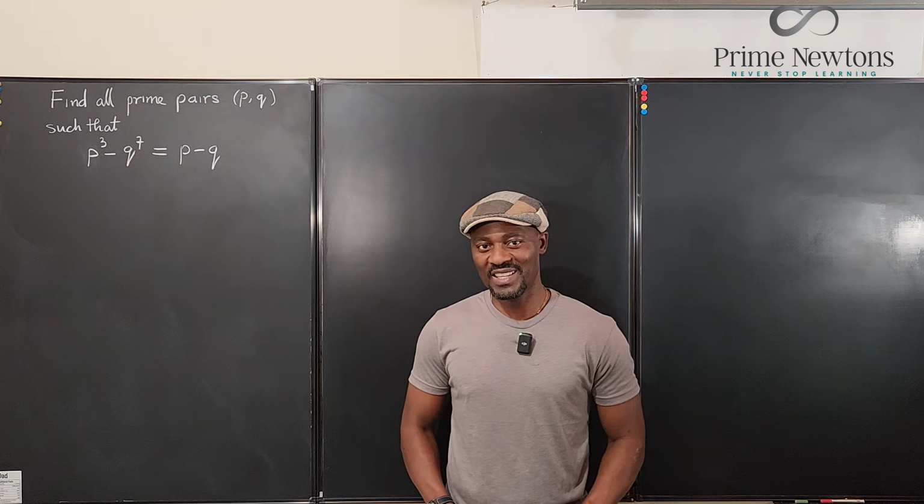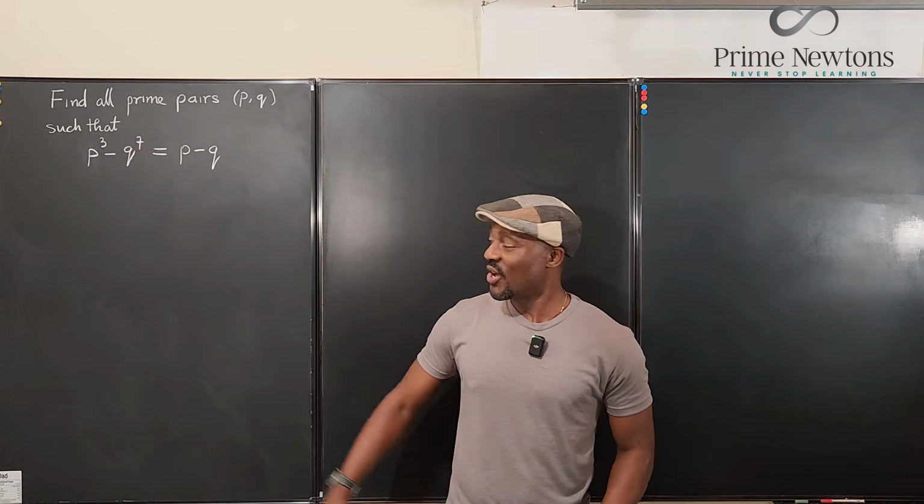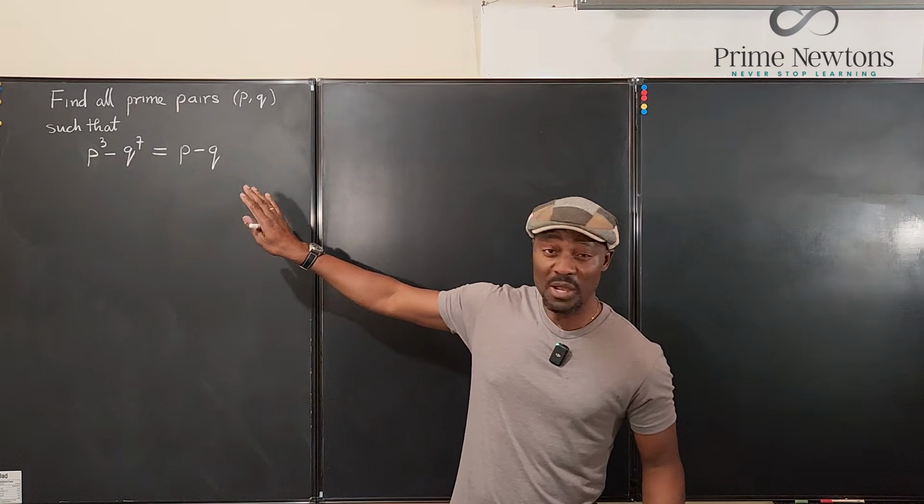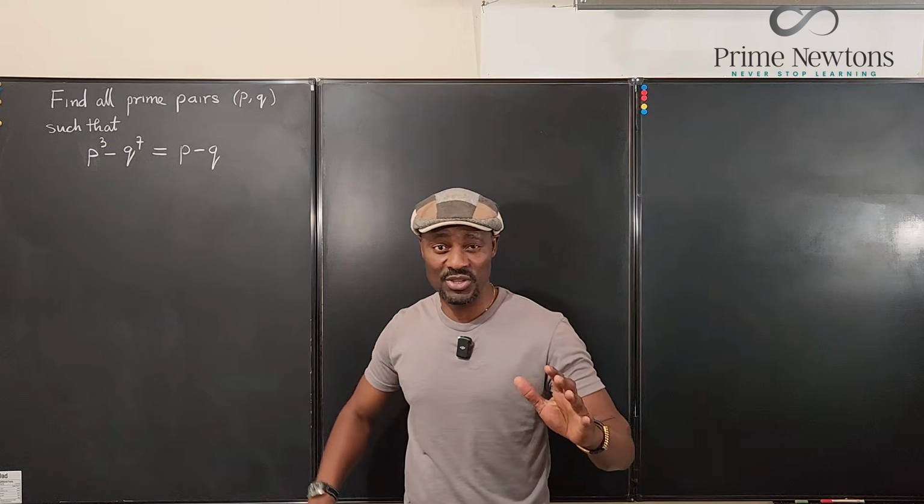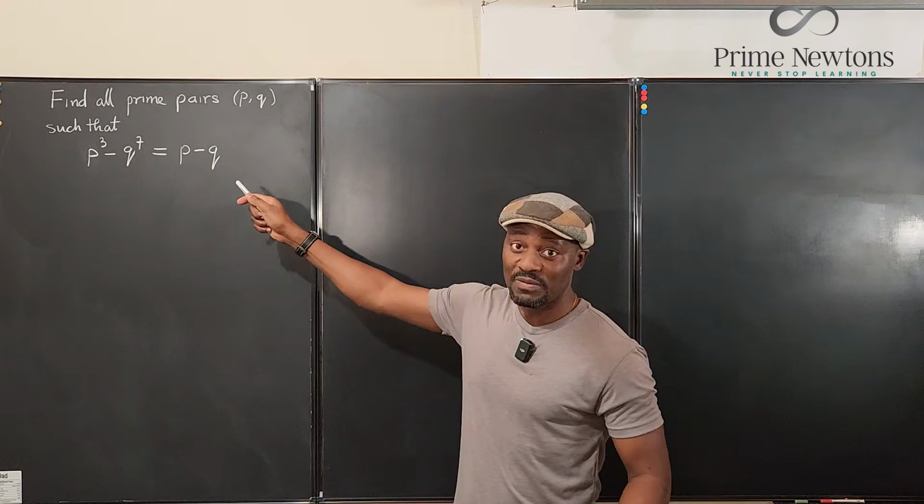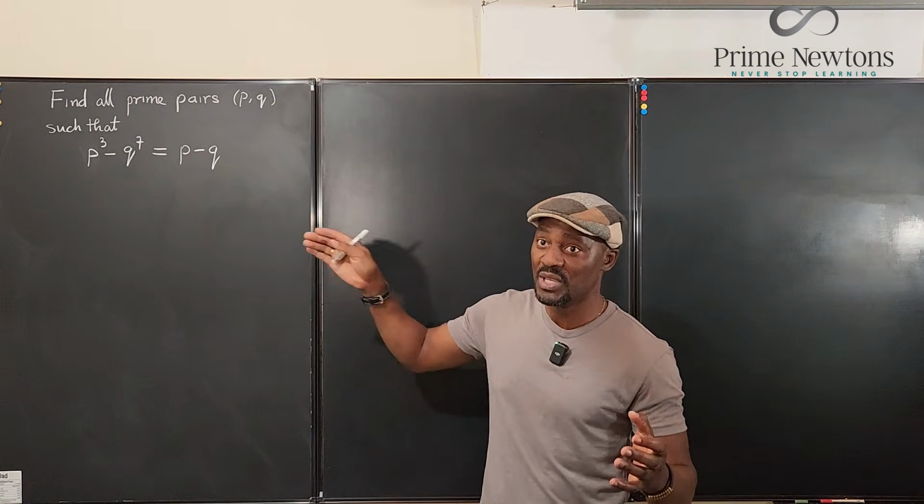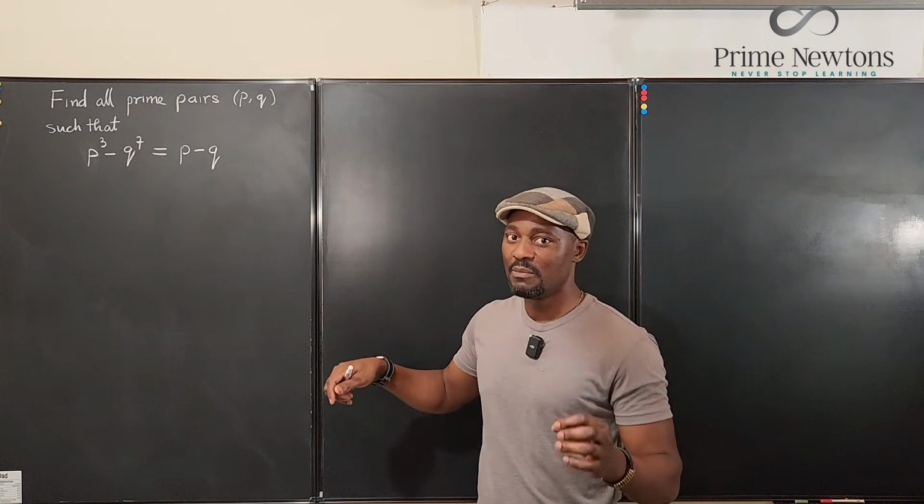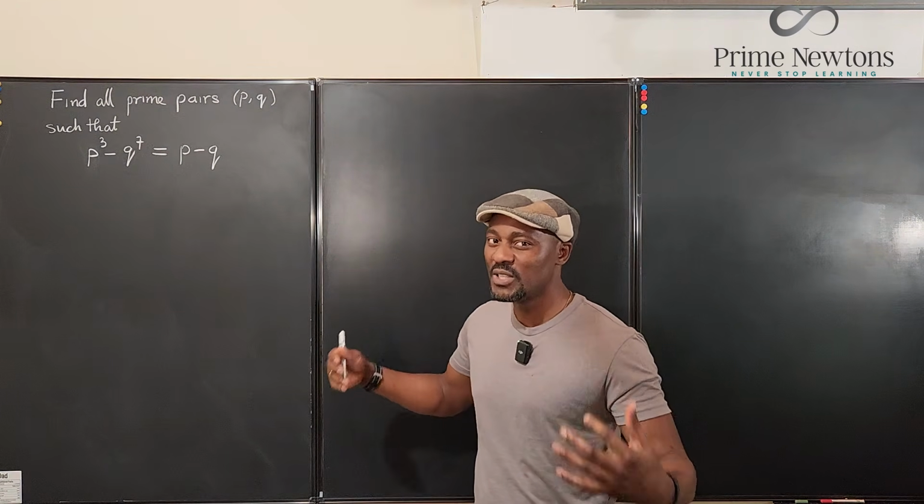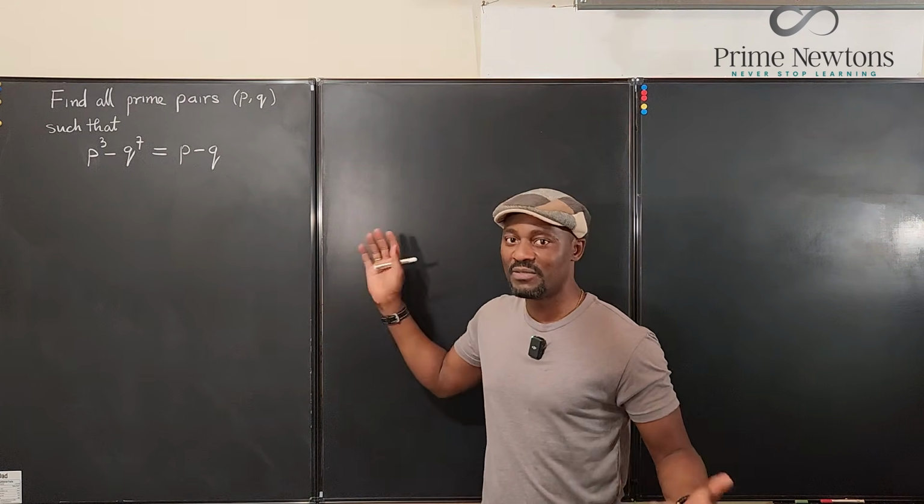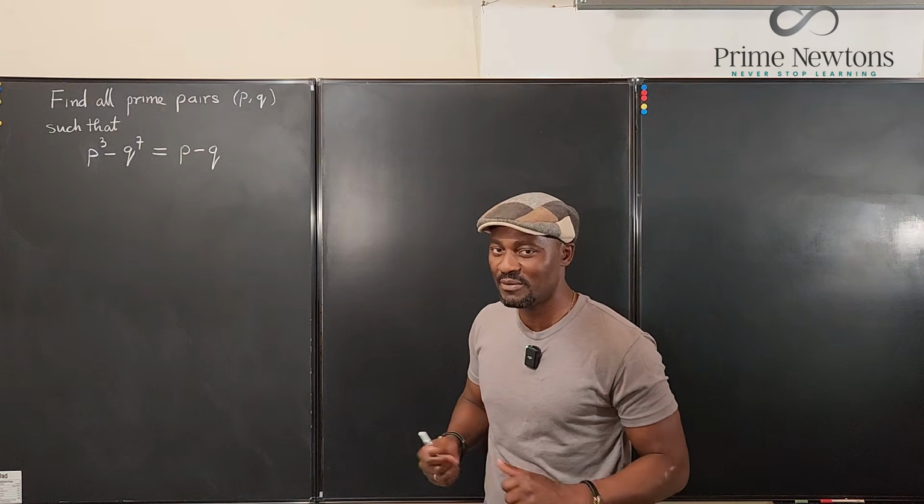Welcome to another video. I got this problem from some Olympiad, I think the country is Kazakhstan. It is to find all prime pairs P and Q such that P cubed minus Q to the seventh is the difference between P and Q, P minus Q.